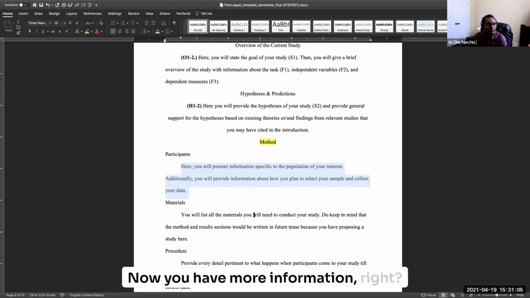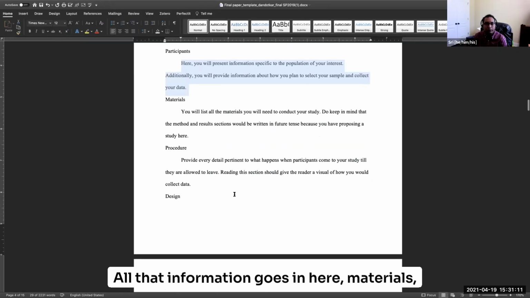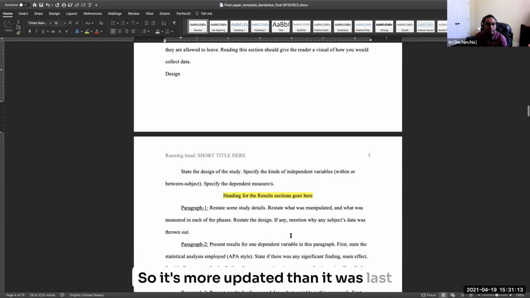Now you have more information, right? Because you've submitted the IRB. All that information goes in here, materials, procedure. So it's more updated than it was last semester.